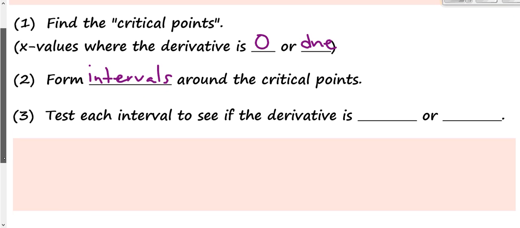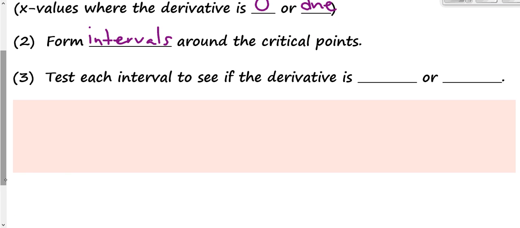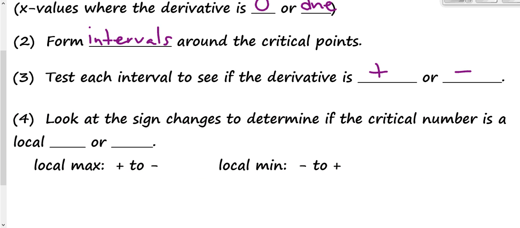Step 3, test each interval to see if the derivative is positive or negative. Because if the derivative is positive, the function's increasing. If the derivative is negative, the function's decreasing. Look at the sign changes to determine if the critical number is a local max or min. And just so you know, it might be neither.